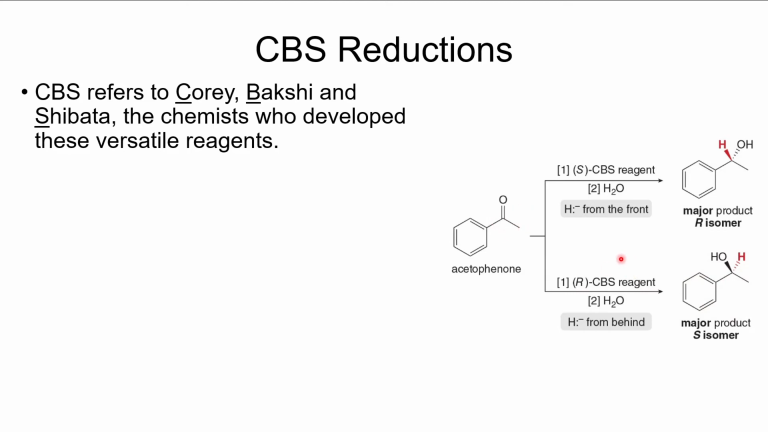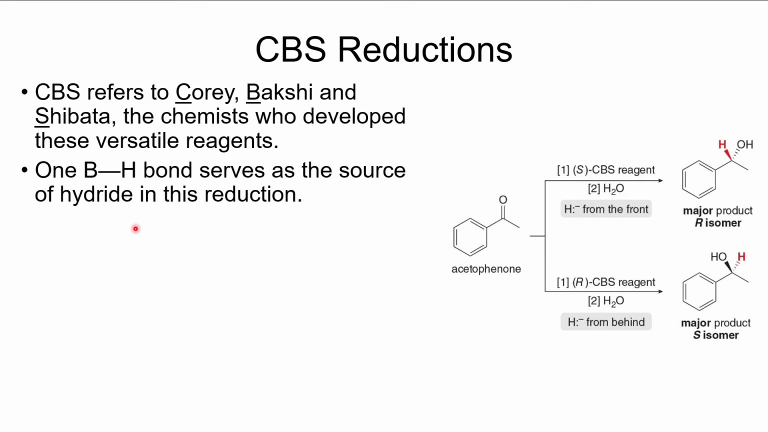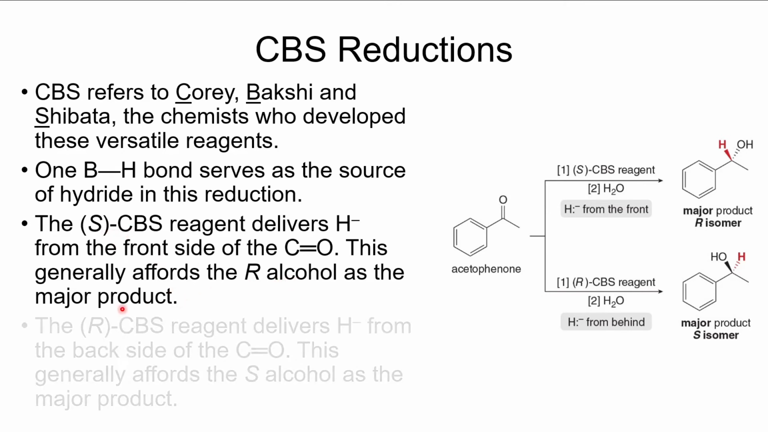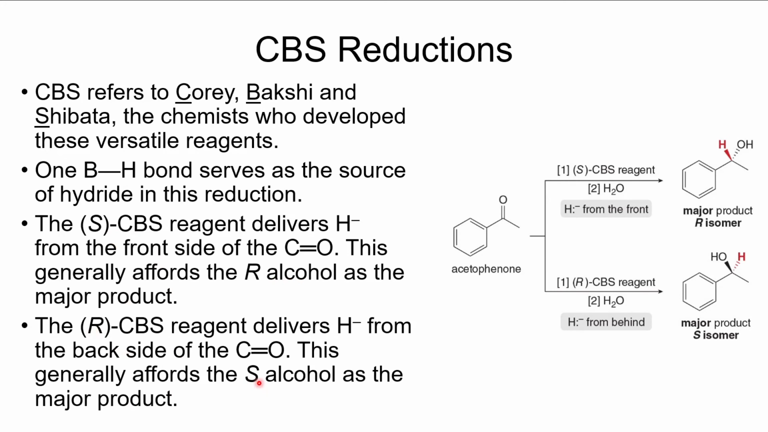I mentioned that, and I'll show you on the next page an example where you have the R reagent and you get the R product, but it's because we changed the priority. So I'll explain it here in just a moment. So the boron hydrogen serves as the source of hydride in the reduction. And as I mentioned, if you use the SCBS reagent, you will get the R alcohol. If you use the RCBS reagent, you'll get the S alcohol as our product.